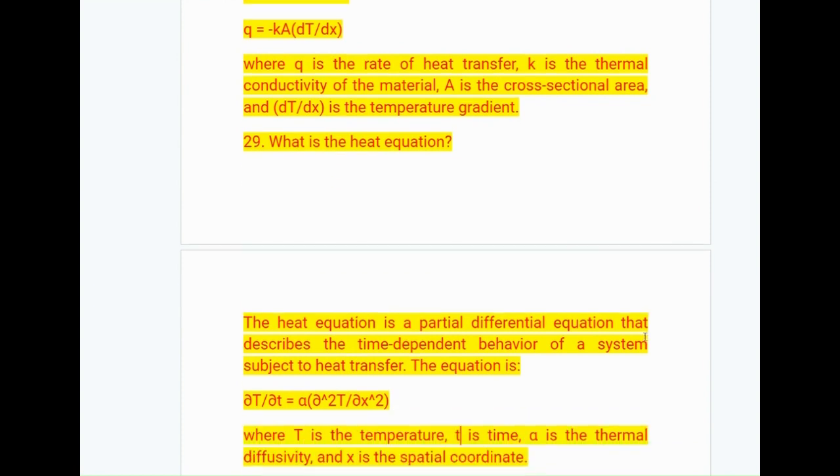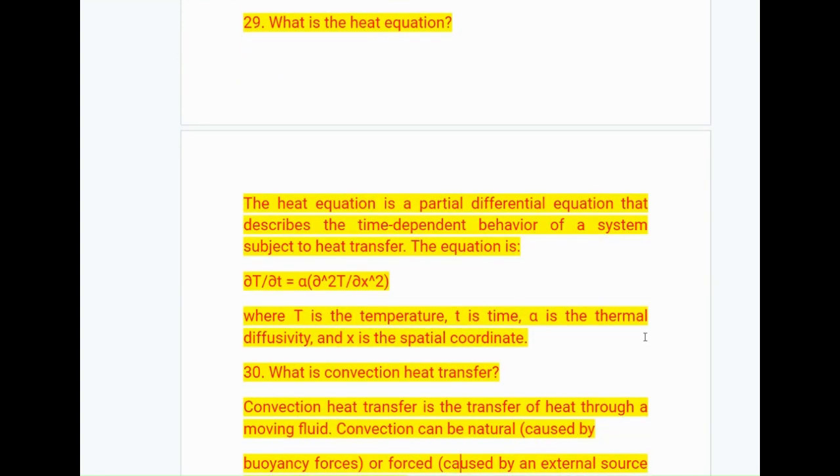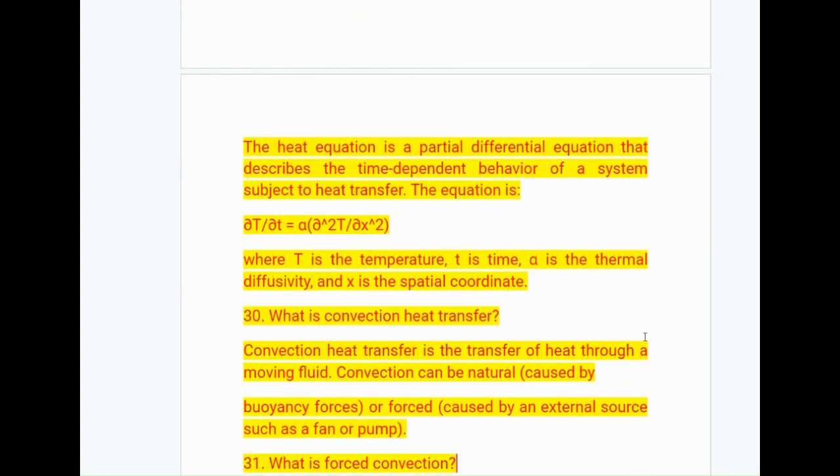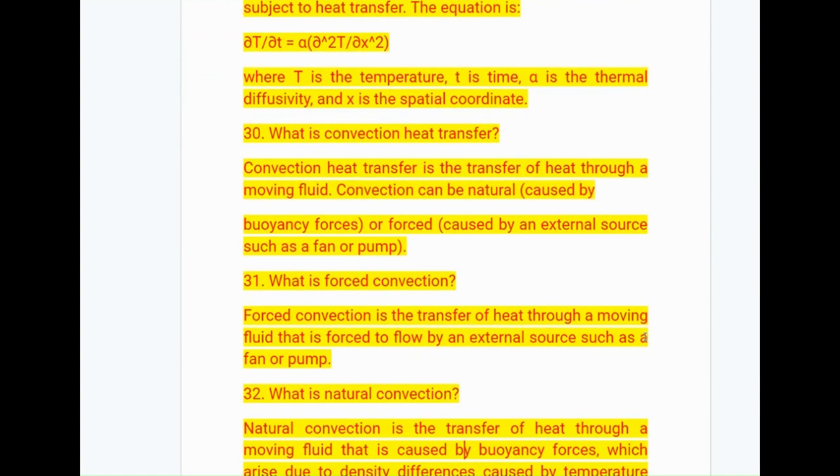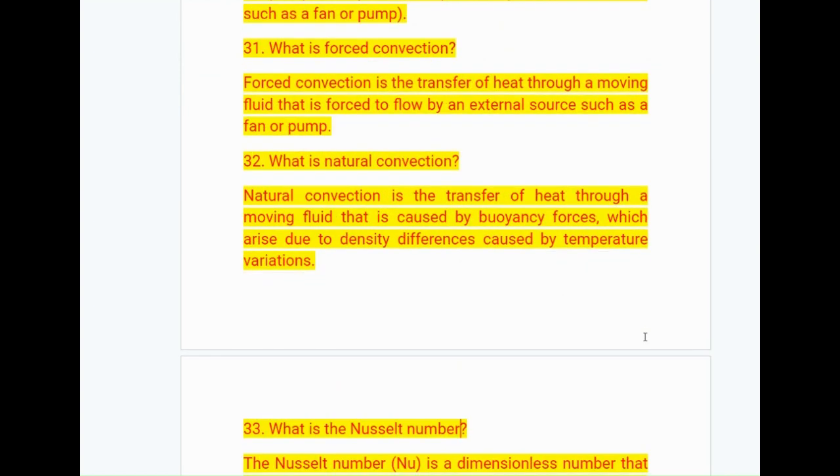29. What is the heat equation? The heat equation is a partial differential equation that describes the time-dependent behavior of a system subject to heat transfer. The equation is ∂T/∂t = α ∂²T/∂x², where T is the temperature, t is time, alpha is the thermal diffusivity, and x is the spatial coordinate.